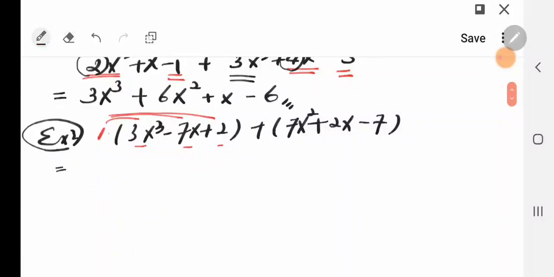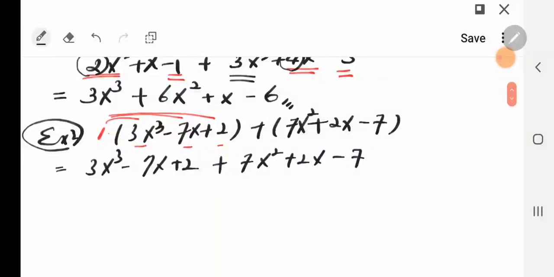So it will be 3x cubed minus 7x plus 2, plus even the second trinomial, get rid of the parentheses. So we have this trinomial. Okay, from this, write the term that has the largest exponent. In this case, 3x cubed is the only one, so write it down.